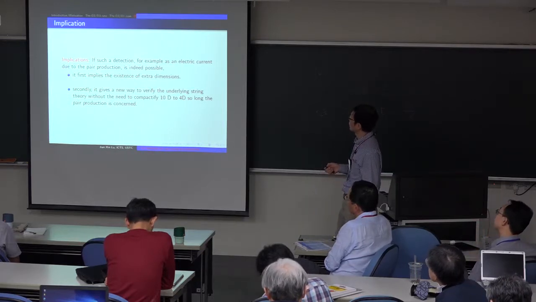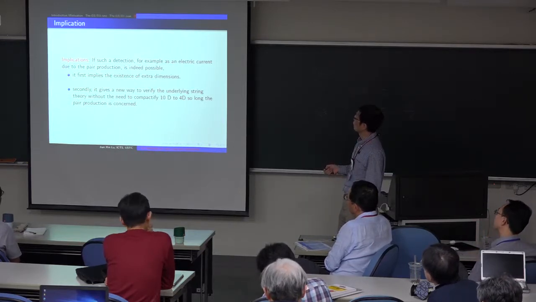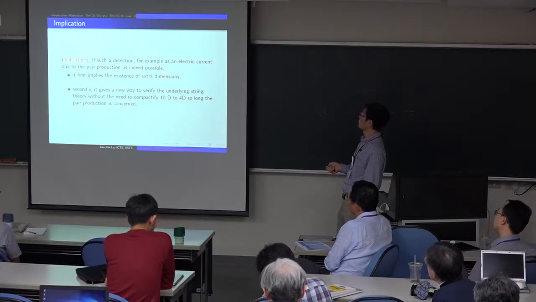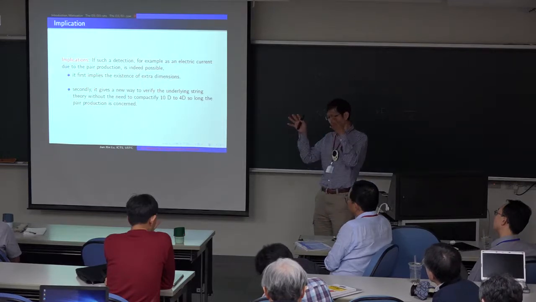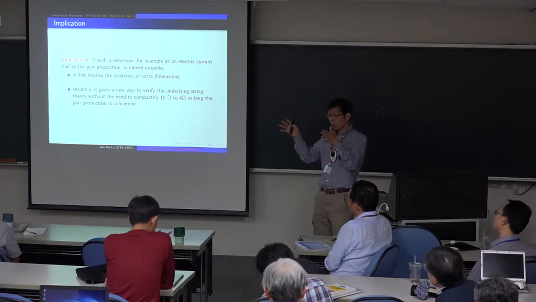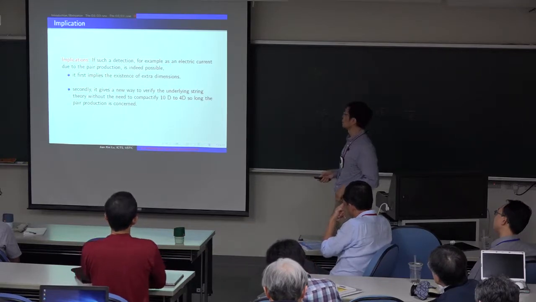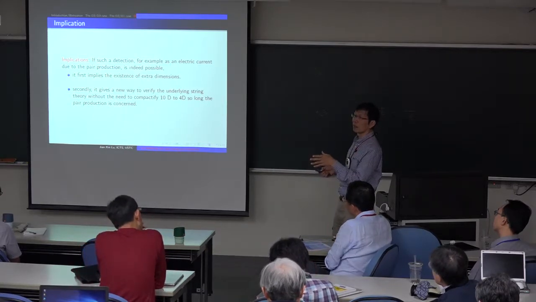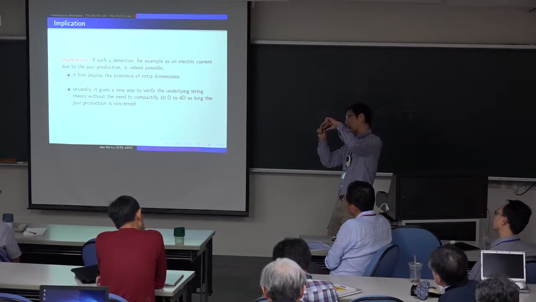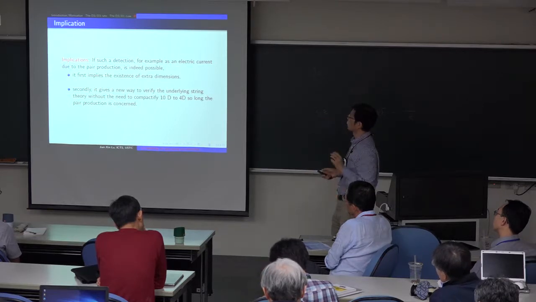So that's basically the story I want to tell you. Now I tell you what is implied. If such a detection, for example, an electric current due to the pair production, is indeed possible, it first implies the existence of extra dimensions. Because of this, the open string pair is connected between the D3 brane and the D1 string, which is located along the transverse direction. So if you detect the signal, it must be from there. We have no other choice: if the pair's two ends are on the same brane, we know that cannot produce pair production.